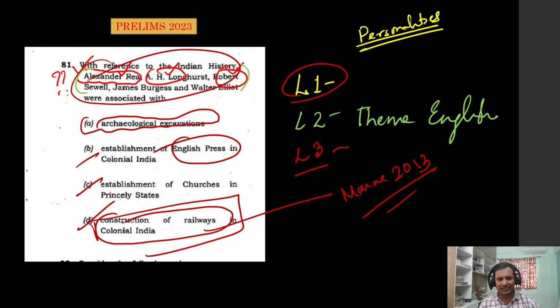So I should know everything about Alexander Rea, A.H. Longhurst, Robert Sewell, James Burgess. I should know a little bit more about these names, because these names UPSC has asked. Okay, so they may be associated with excavation of some important sites. Okay, we must know about them. That is the layer 1 of study.